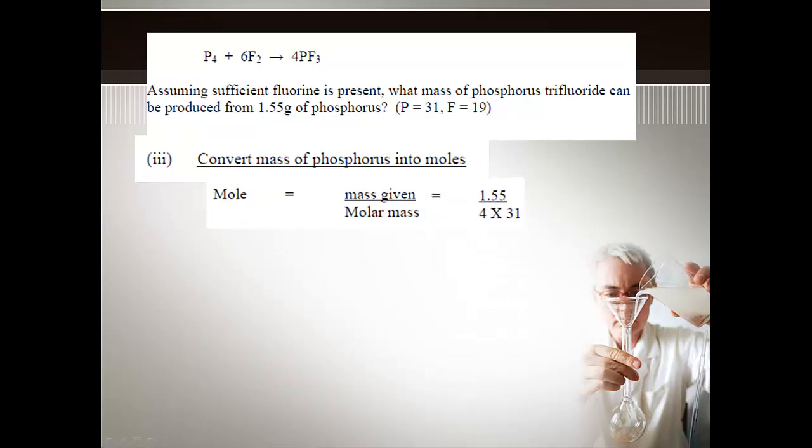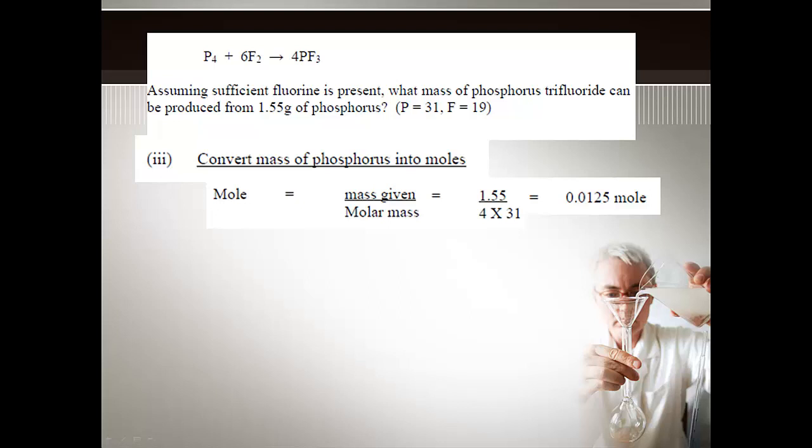Now the molar mass, and this is the trick, 4 times 31. Why is it 4 times 31? Because we need the molar mass of this molecule. One phosphorus molecule is going to be containing 4 phosphorus atoms. So 4 times 31, 1.55 divided by 4 times 31 gives us 0.0125 of a mole, a fraction of a mole. Okay, that's how many moles of phosphorus we have.